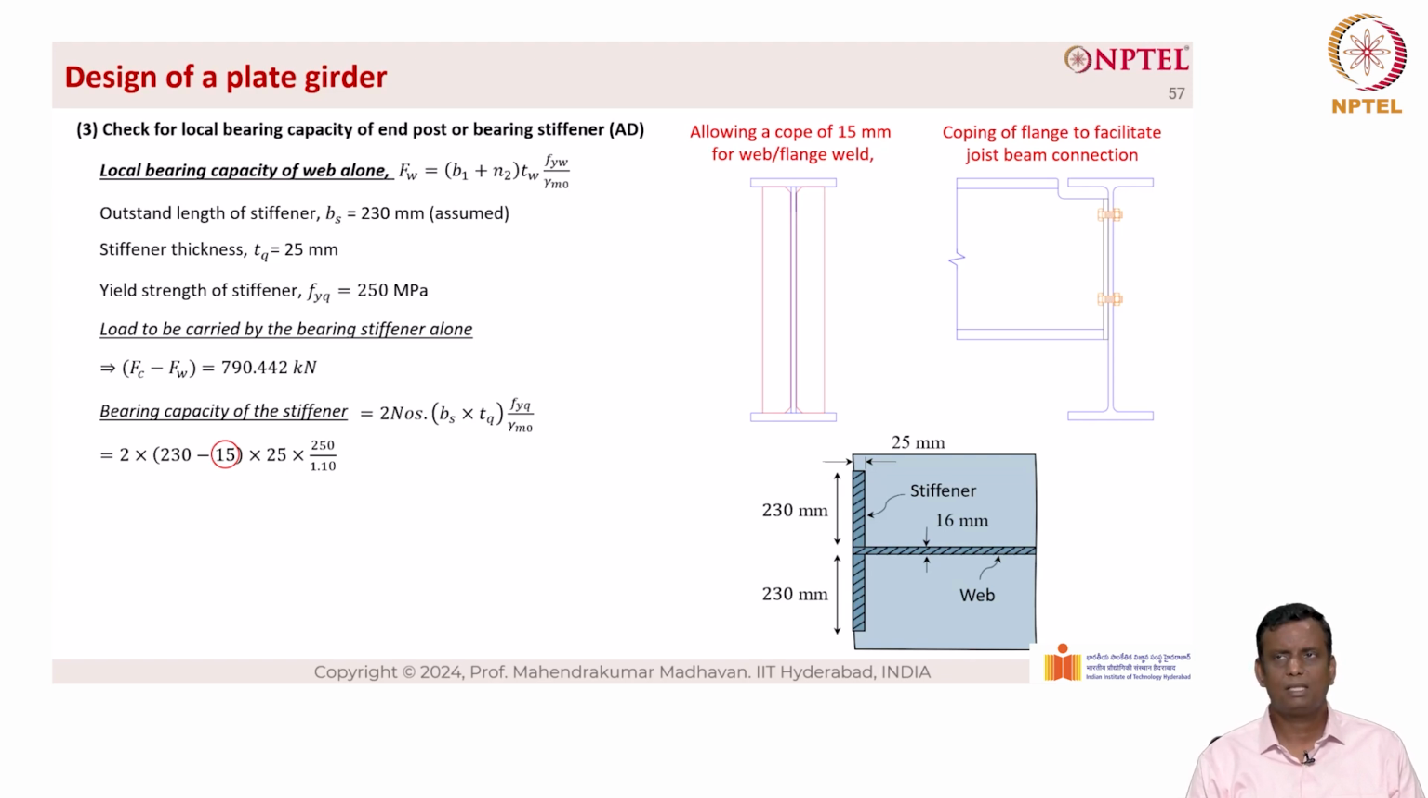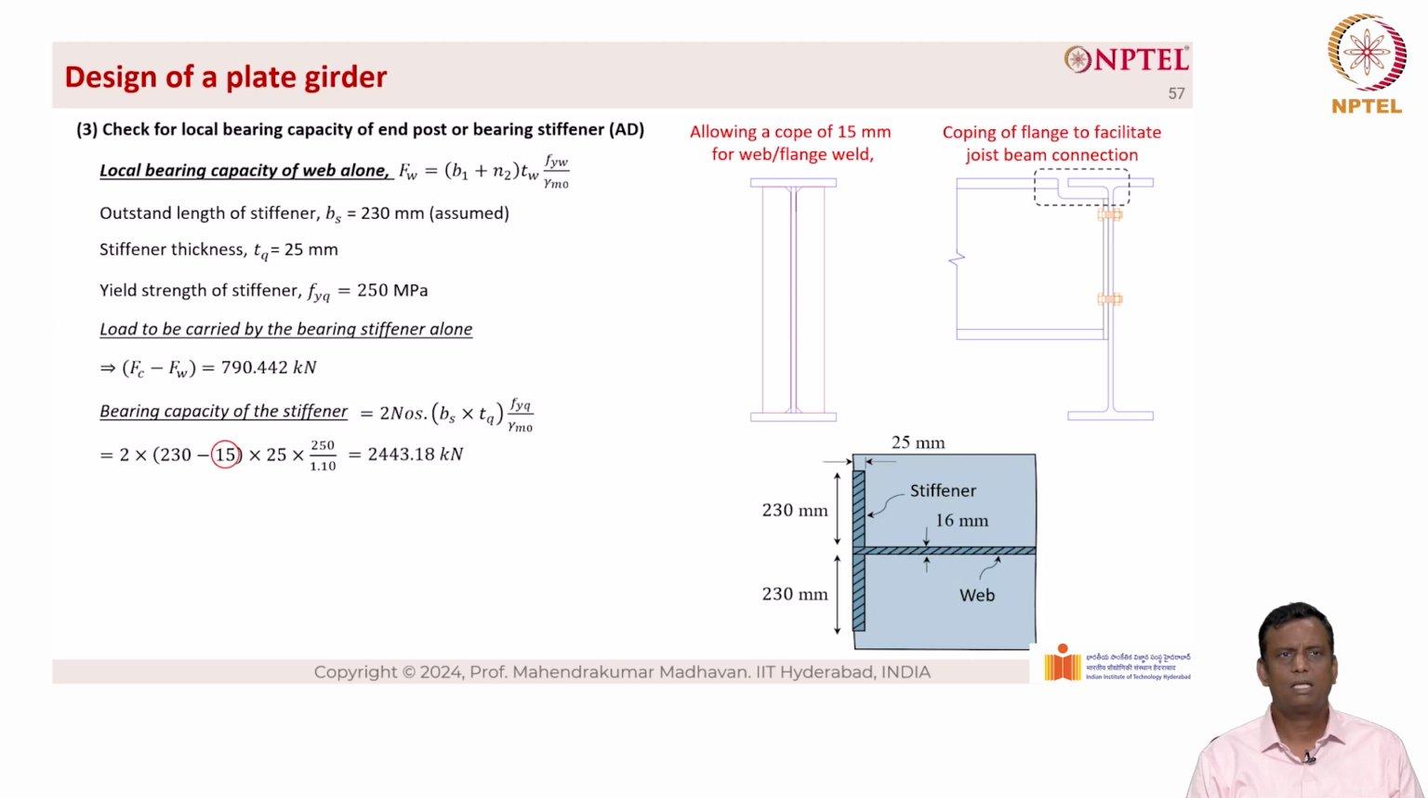So I wanted to take an opportunity to tell you what coping is, but it has nothing to do with the current design that we are doing here. We are not worried about the beam to beam connection here, but in general please understand, when somebody says coping, basically they are cutting a small portion of the top flange to accommodate the same level between the primary girder and the secondary beam. That is all coping means. Here in this case, we are just making sure that the bearing capacity is reduced by 15 mm.